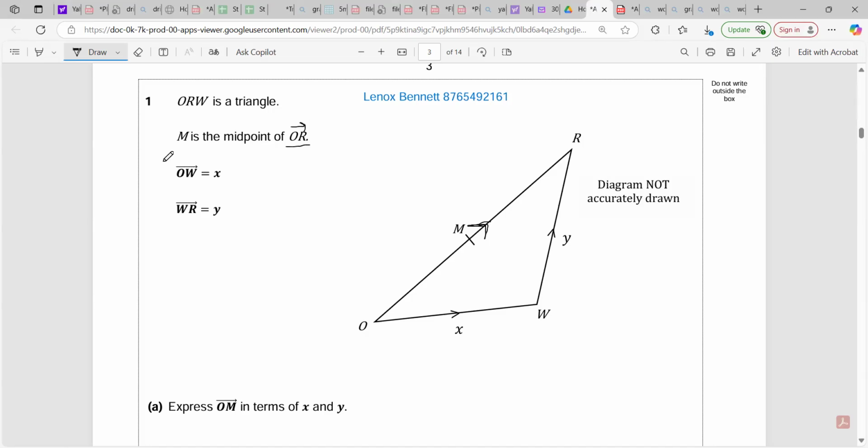Same principle. From O to W is X, which is actually shown. And from W to R, notice the arrow, guys, the arrow is going to R, is Y. And they say express from O to M in terms of X and Y. So first of all, we're going from O to M, but we're not going to go directly.